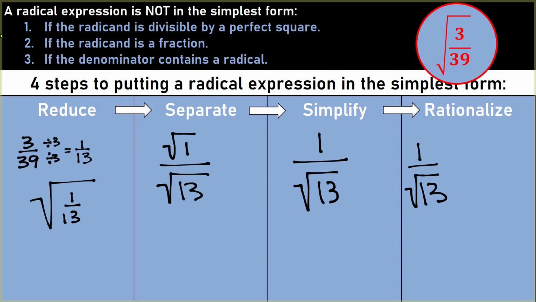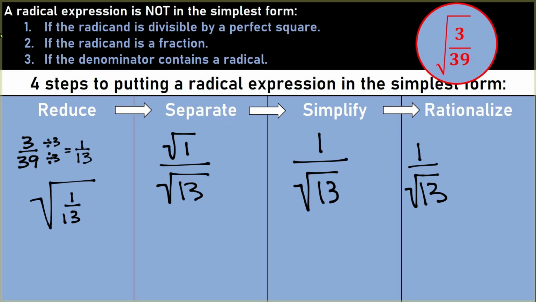What you should remember about perfect square numbers: if you multiply a number by itself, the product of that multiplication problem will be a perfect square number. For example, 5 times 5 is 25. 25 is a perfect square number. So we can do the same thing with radicands. If we multiply a radicand by itself, we will get a perfect square radicand.